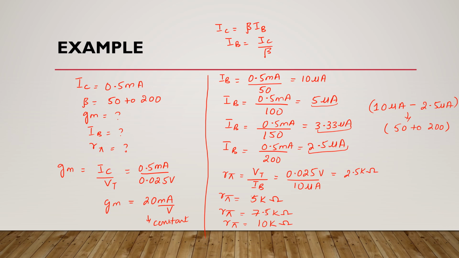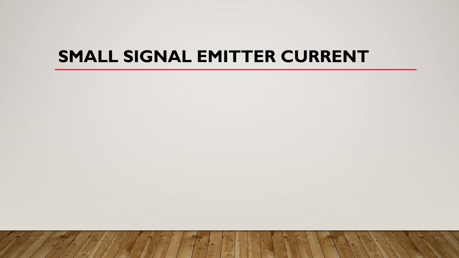So the range of this input resistance at the base is 2.5 kilo ohms to 10 kilo ohms. So this is your answer. Now we will talk about small signal emitter current.